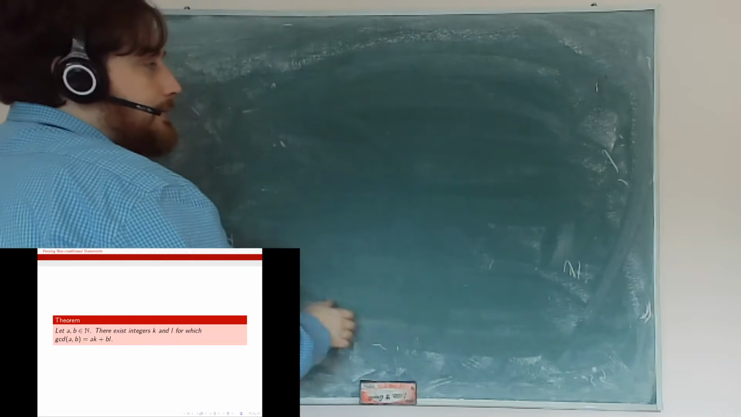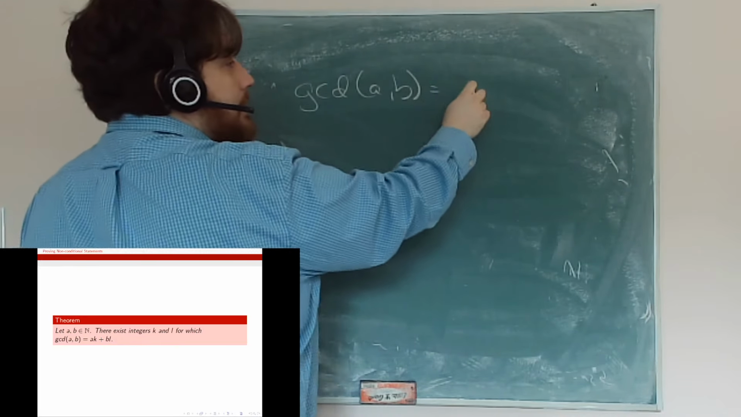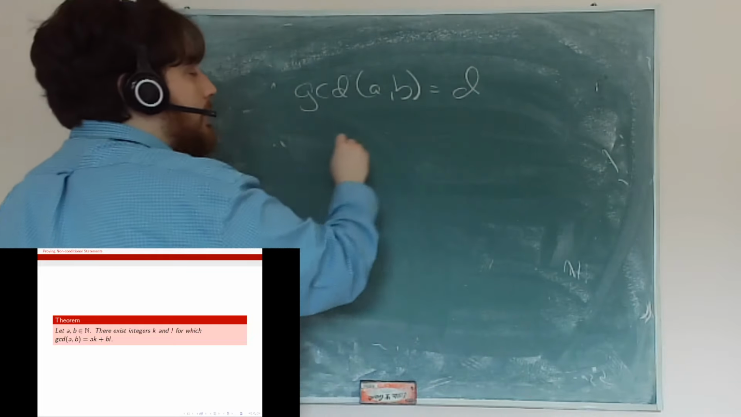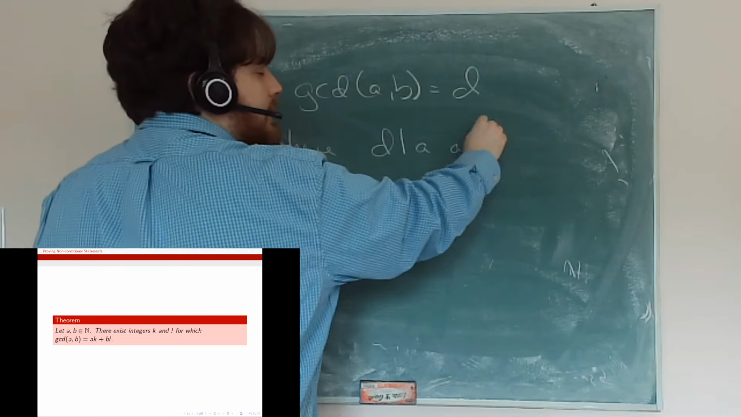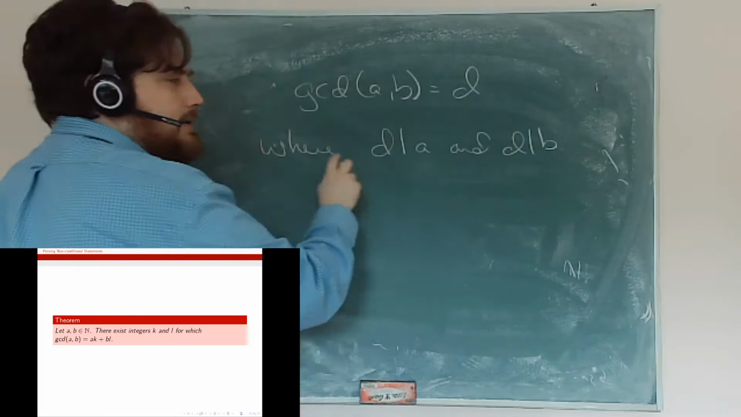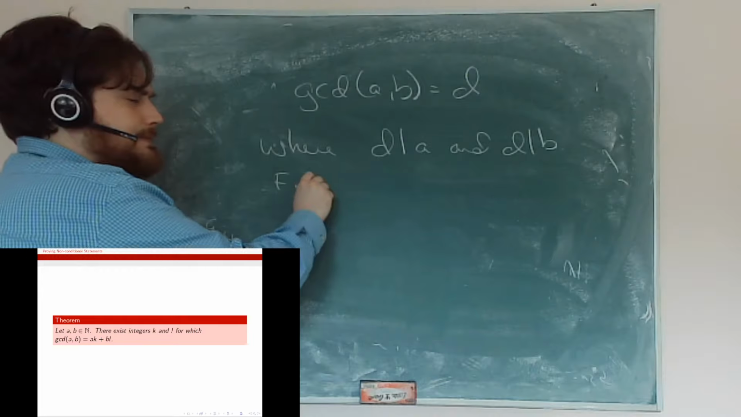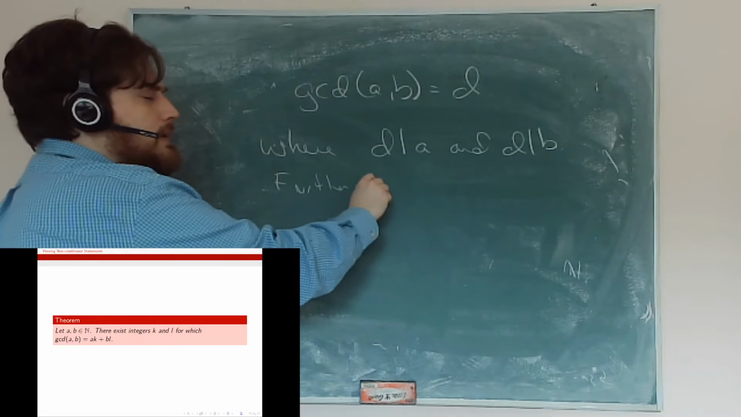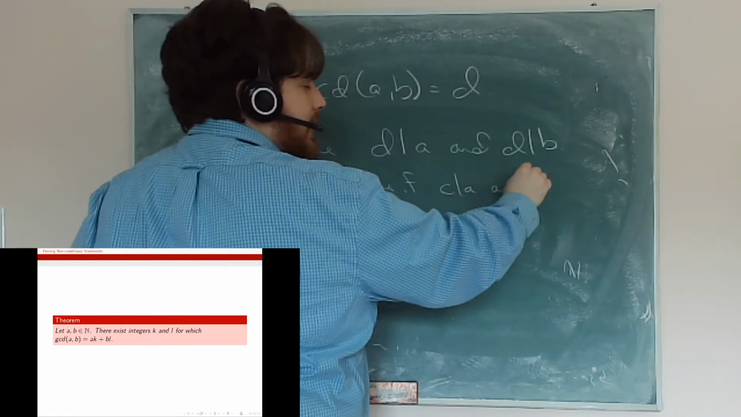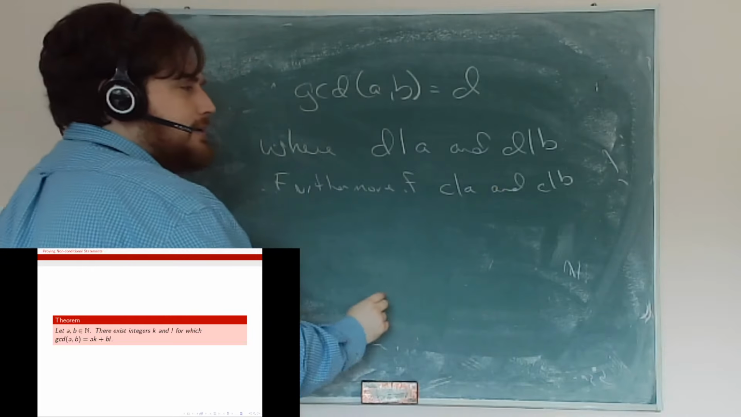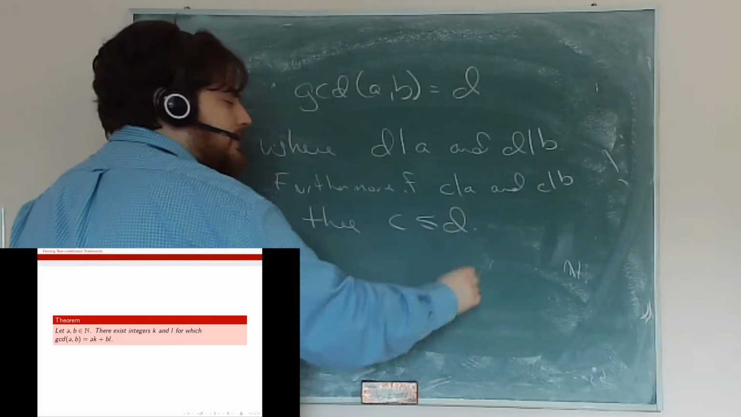So the first thing I need to do is define the greatest common divisor of A and B. So the greatest common divisor of A and B is equal to, say, D, where D divides A and D divides B. That is, D is a common divisor of A and B. Furthermore, if C divides A and C divides B, that is, C is some other common divisor, then C is less than or equal to D.